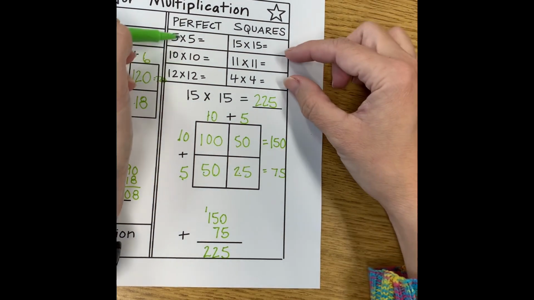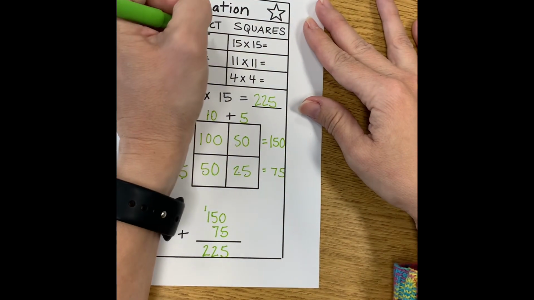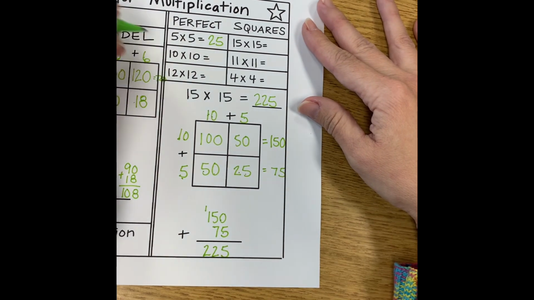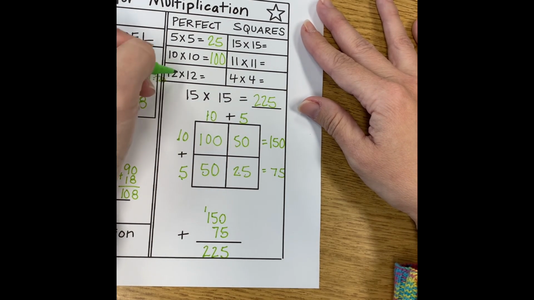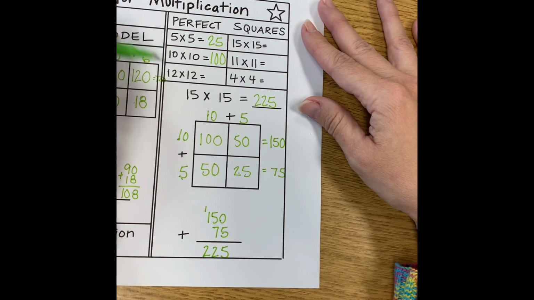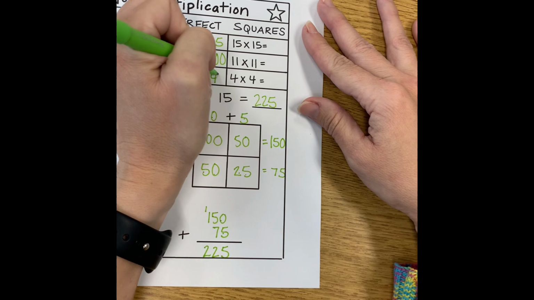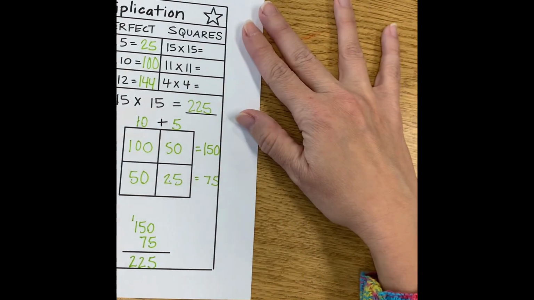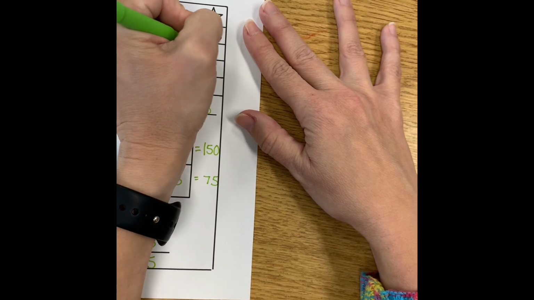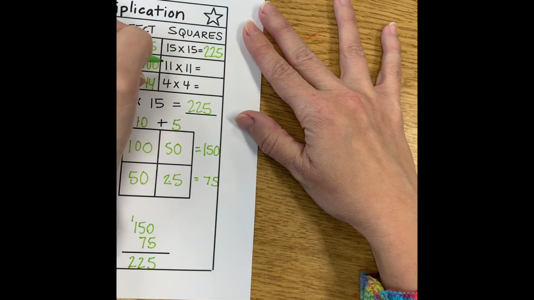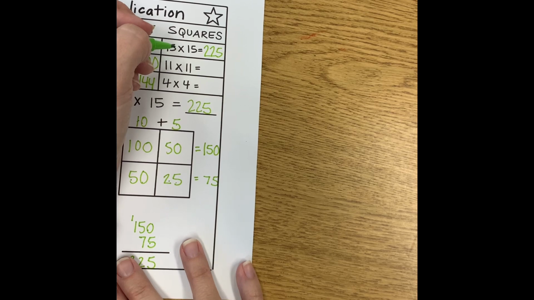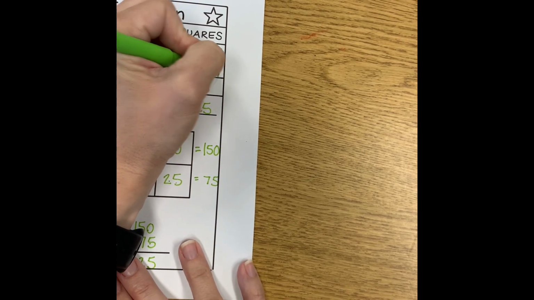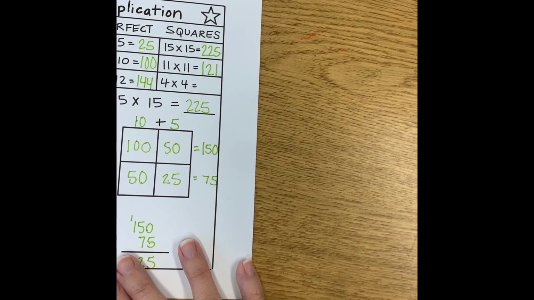Okay, so up here, we're going to go back to writing our perfect squares. I know 5 times 5 is 25. I know 10 times 10 is 100. This one might be a little more challenging for you, 12 times 12. However, this is a basic fact that you should know, equals 144. We just did 15 times 15 is 225. 11 times 11, kids mess that one up all the time. They think 11 times 11 is 111. No, no, no, it's 121. And finally, 4 times 4 is 16.